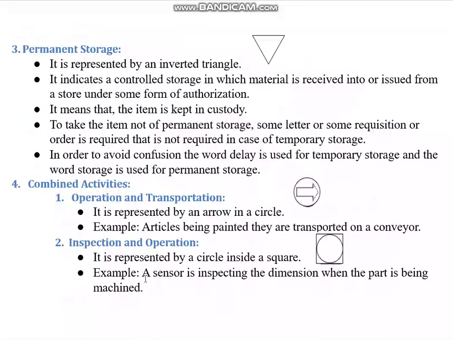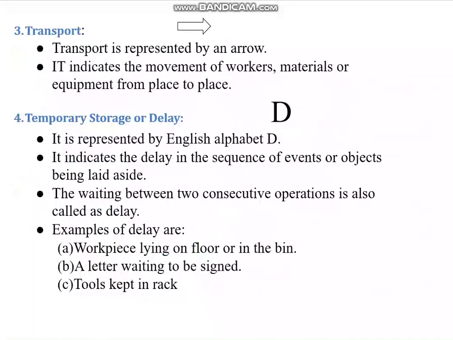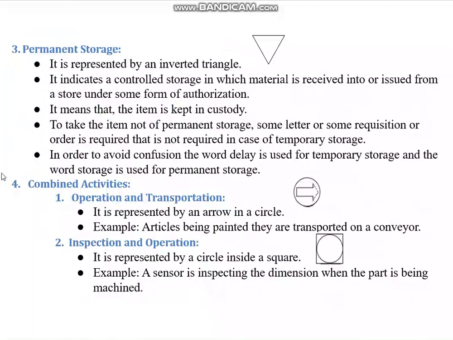Now, next is permanent storage. Here this numbering may not be correct. I think 1, 2 we have seen here, 3, 4 we have seen here, so 5, 6 it should have been. This numbering sometimes goes wrong. Okay, permanent storage is an inverted triangle.